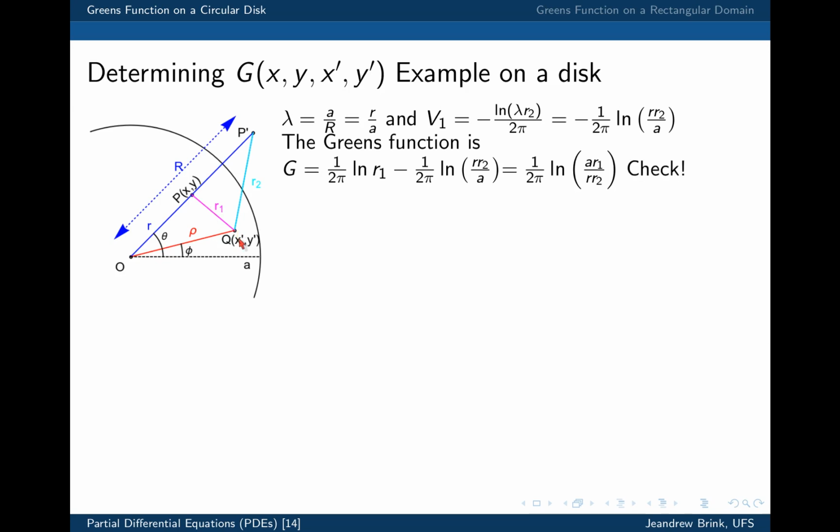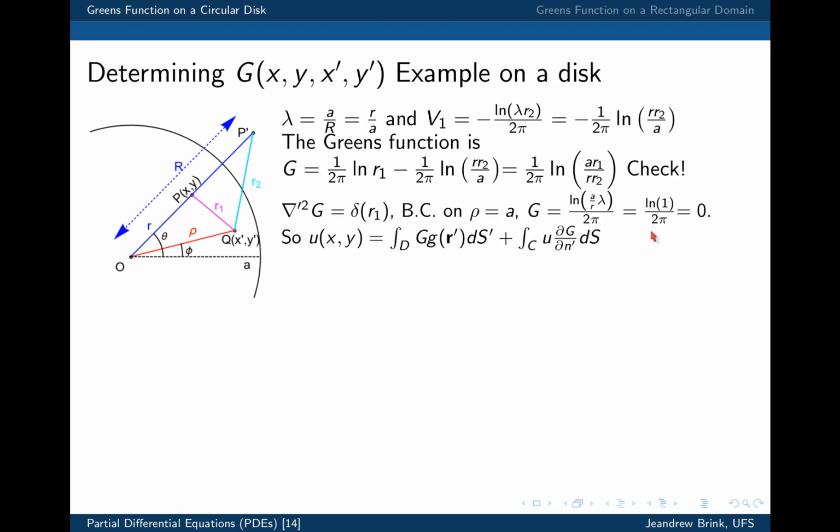Okay, so let's just check. Once you've got it, always check that it actually obeys what you want it to. The ln of R1 will always make sure that you have the delta function, the source, in the domain. The ln of R2 is never equal to 0, so it's effectively 0 on the whole domain. And on the boundary, when rho is equal to A, we have this situation where R1 and R2 we've just substituted in, and that's equal to A over R lambda, which is equal to, and lambda is simply R over A, so it's the ln of 1 over 2 pi, which is equal to 0.